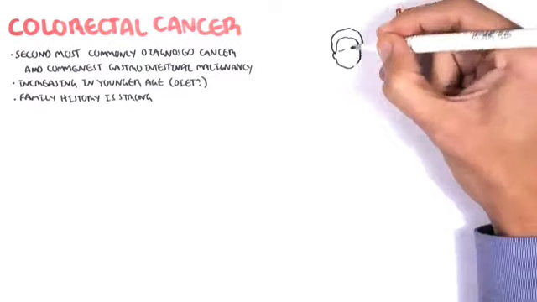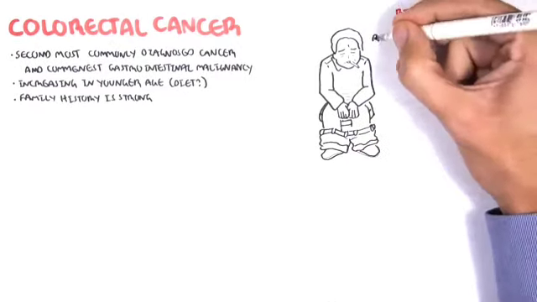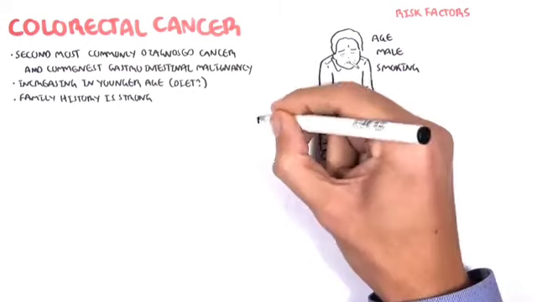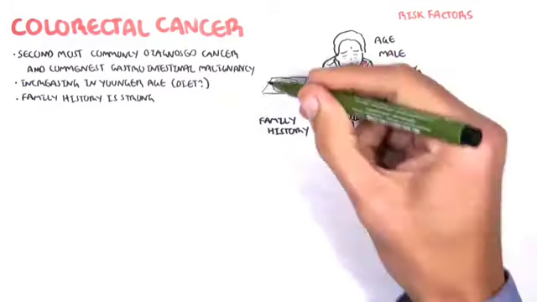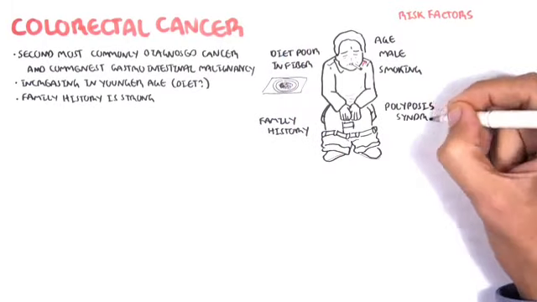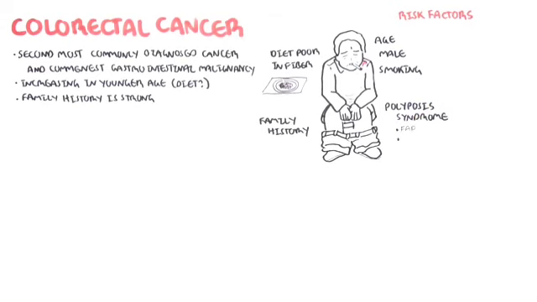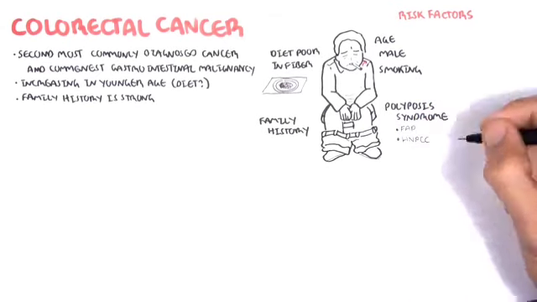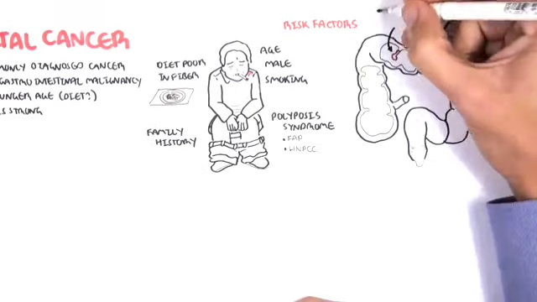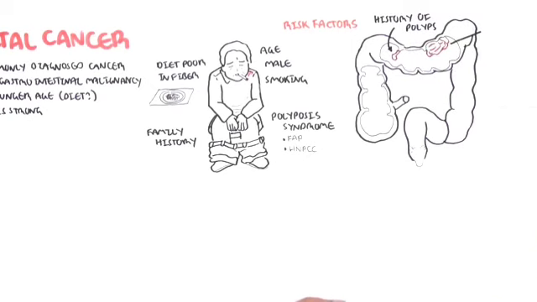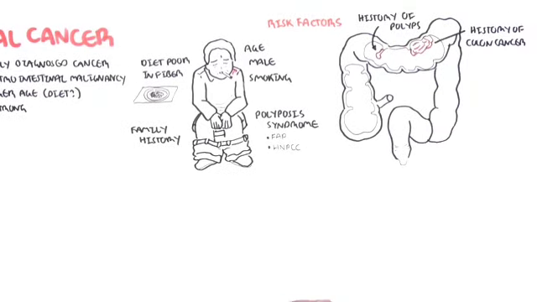The risk factors for developing colorectal cancer include age, male sex, smoking, family history, as we discussed, diet high in red meat and poor in fiber, polyposis syndrome, or FAP, and HNPCC, or Lynch disease. Other risk factors also include history of polyps, certain types of polyps, that is, personal history of colon cancer, and also having inflammatory conditions of the bowel, including ulcerative colitis and Crohn's disease.